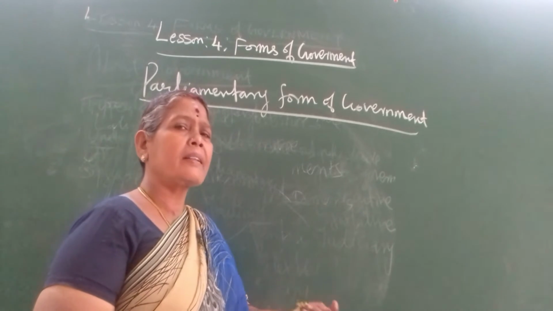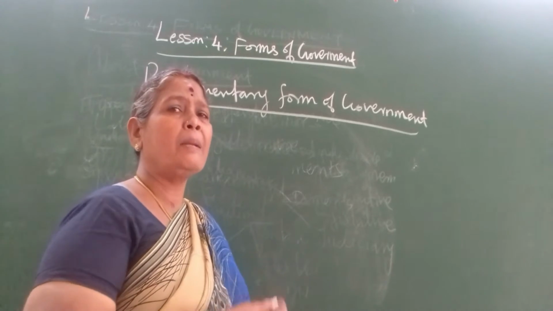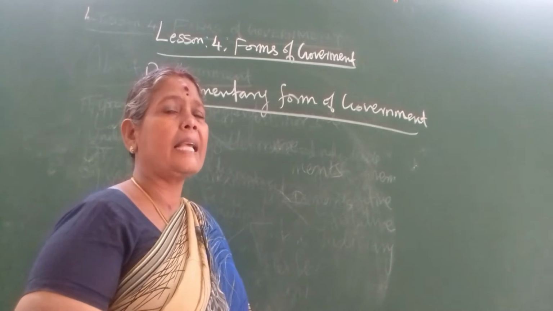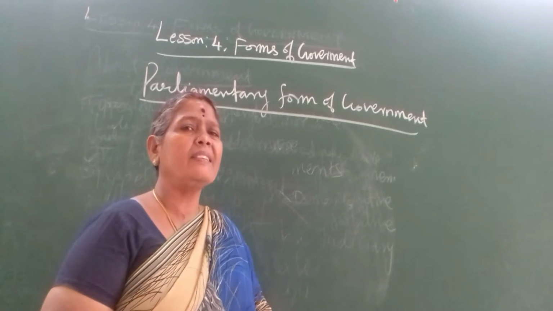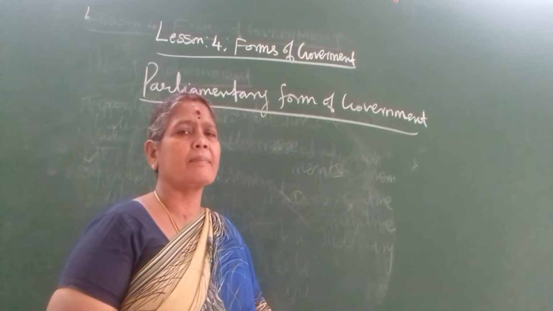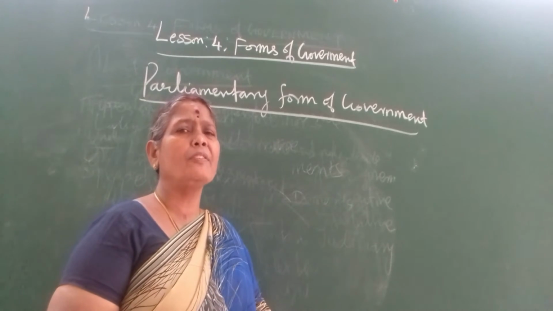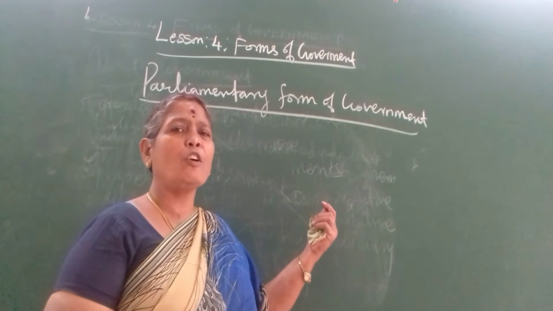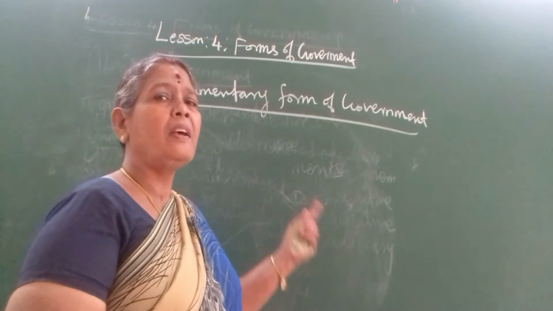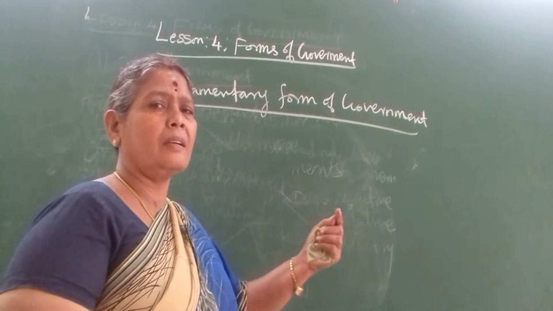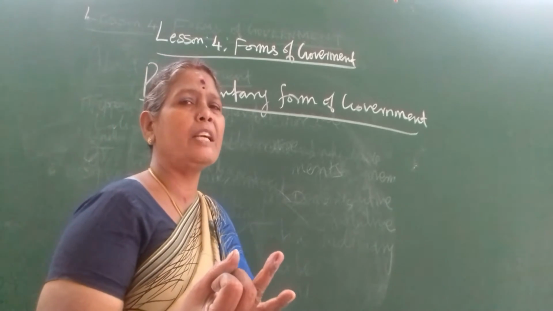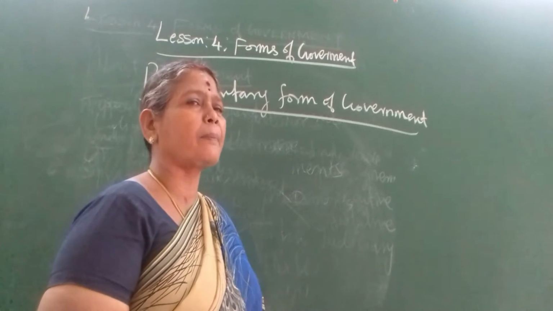Now, what are the other names of the parliamentary form of government? It is also called cabinet government, responsible government, or Westminster government. Westminster government means the British government. The other names are cabinet government, responsible government, and Westminster government.